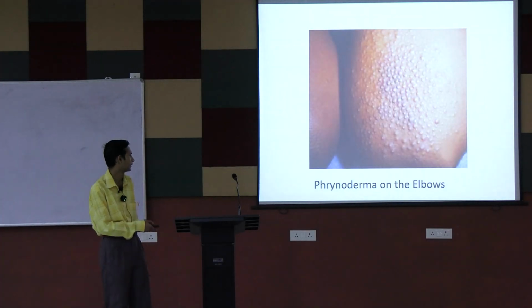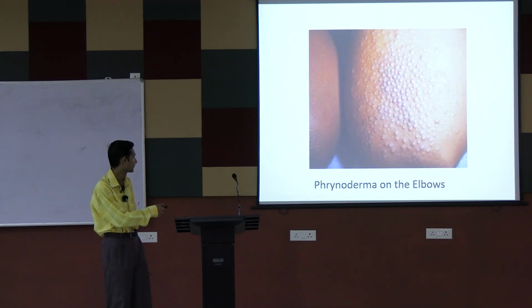Now coming to this picture of phrynoderma. As I already told, there is spiny follicular projection present over the back of the elbow. That is, the backs of the elbows are involved with a spiny rough skin, producing the toad skin appearance. This is the phrynoderma present on the back of the elbows.